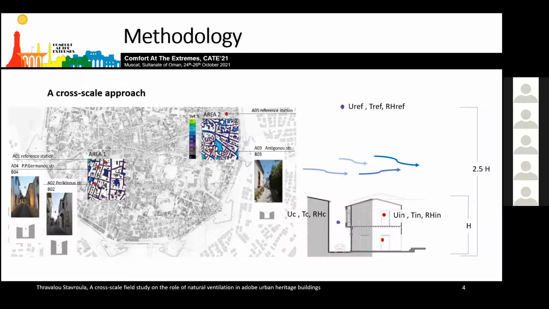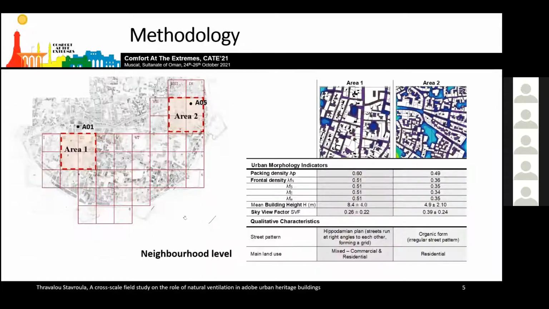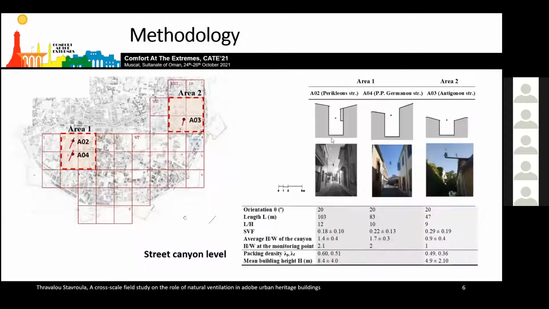There is a set of morphometric variables that were adopted in each scale. In neighborhood level, these are the sky view factor, frontal and planar packing density, and mean building height. At street canyon level, the morphometric variables concern the orientation, the aspect ratio, and the sky view factor. And here you can see the monitoring location in each street canyon, which is the mid-height in the two narrow canyons that were selected, and the rooftop level in the square cavity canyon in area 2.